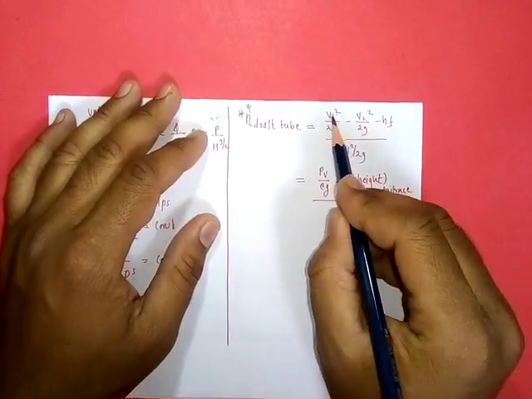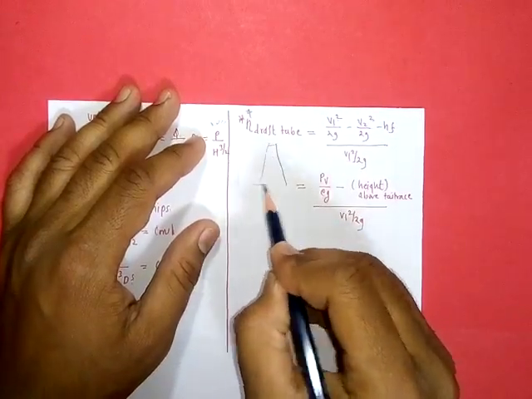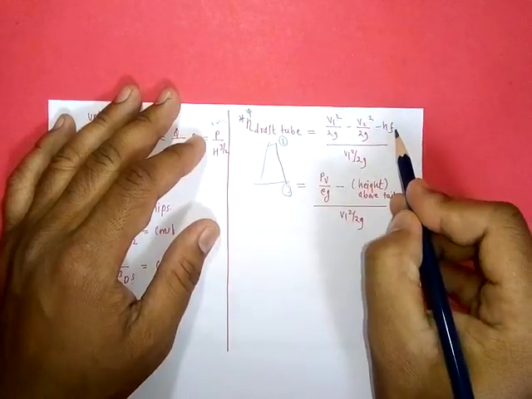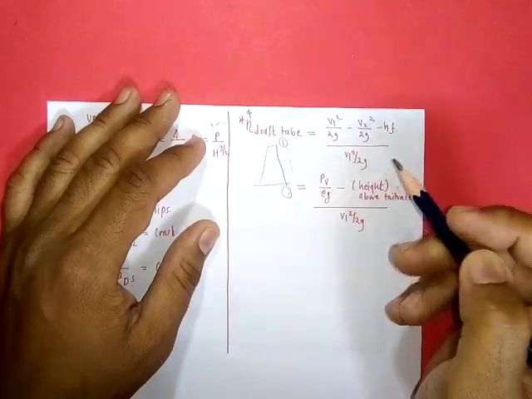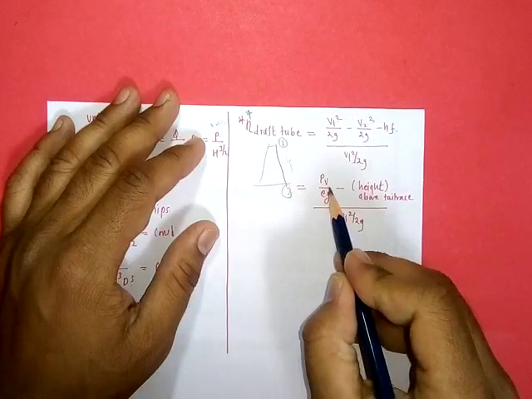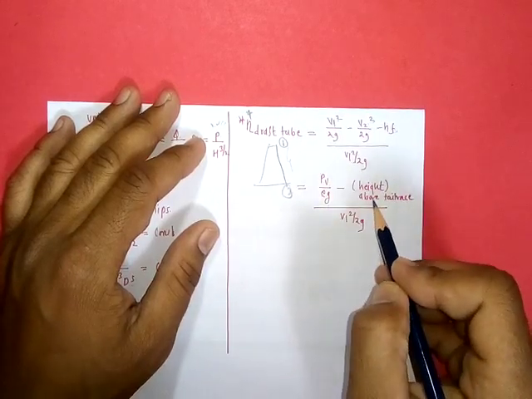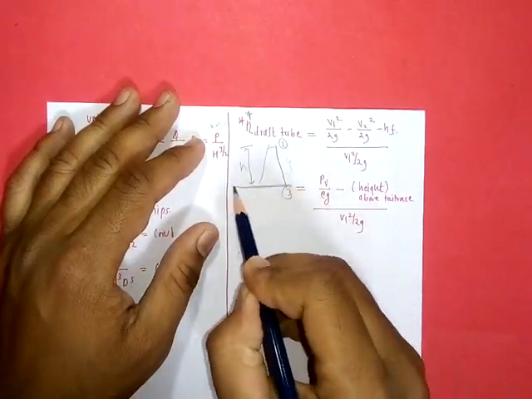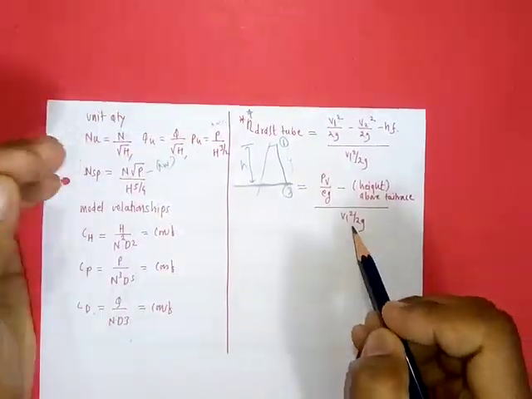v1 and v2 are the velocities of flow at the draft tube inlet and draft tube outlet. hf is the head loss in this draft tube. Then, if a pressure gauge reading or vacuum gauge reading is given, this formula changes to vacuum gauge reading upon rho g, or vacuum head, minus height above tail race, upon v1 square upon 2g. So this is the height above tail race, not the draft tube height.